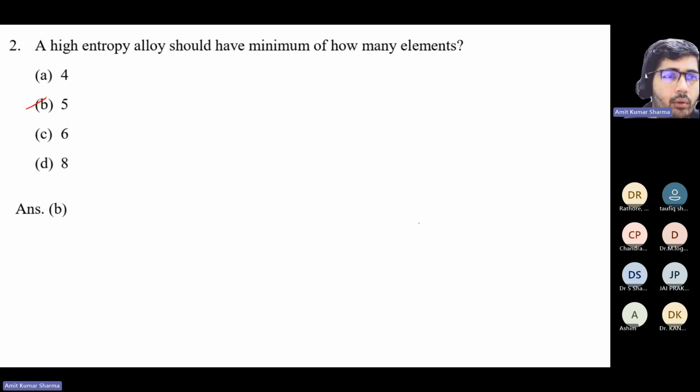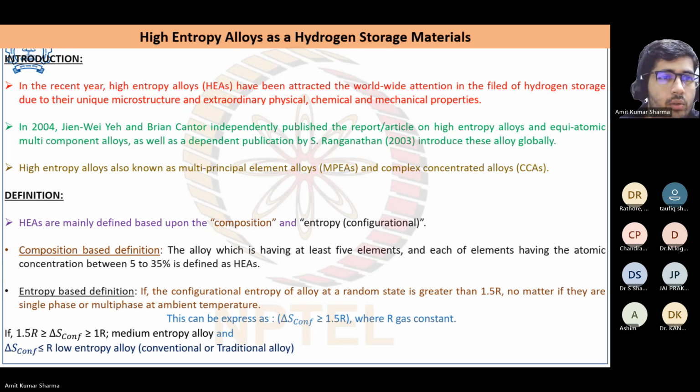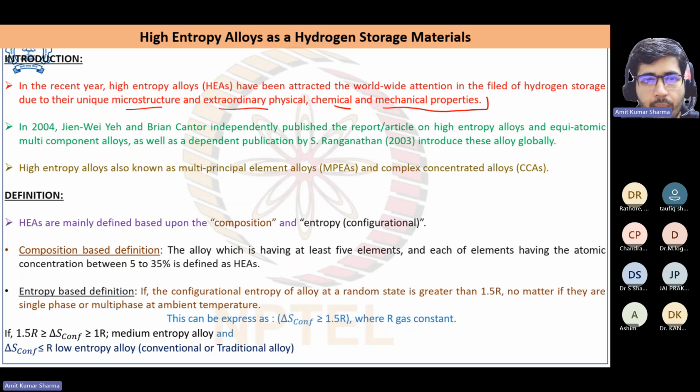Now let's see more about this. So in recent years, high entropy alloys have attracted worldwide attention in the field of hydrogen storage due to their unique microstructure and extraordinary physical, chemical, and mechanical properties. So due to these properties, we are considering these high entropy alloys, HEAs.